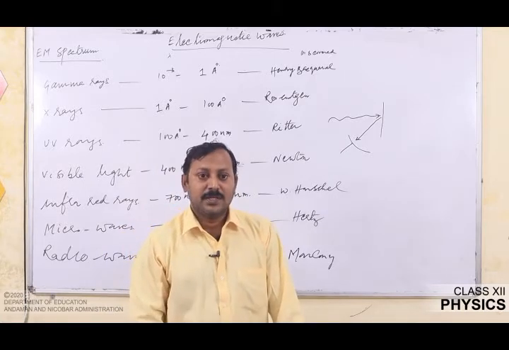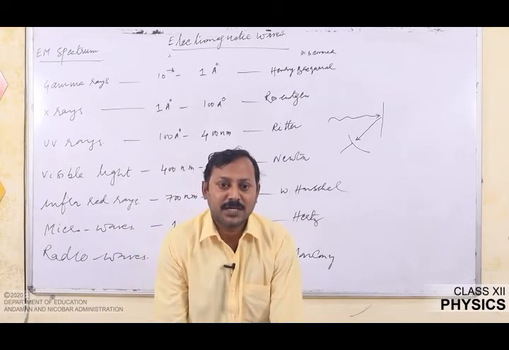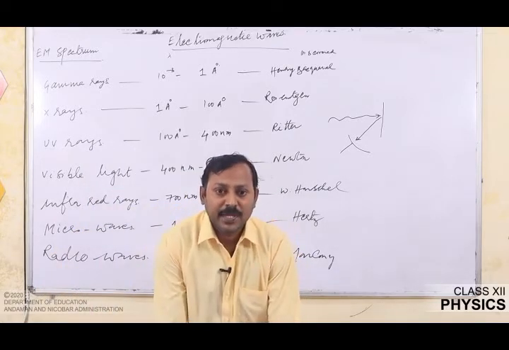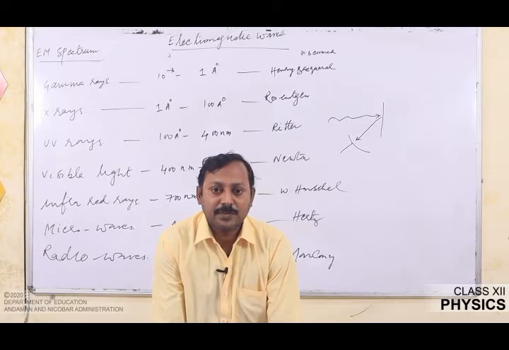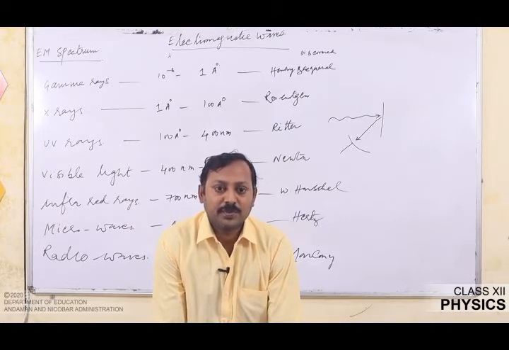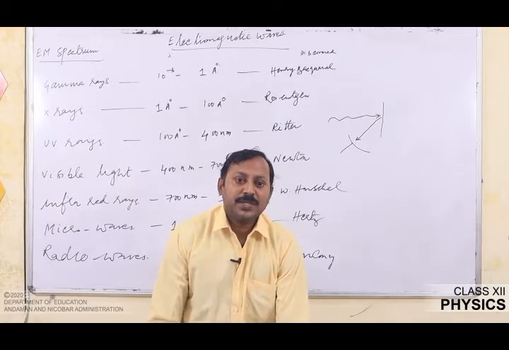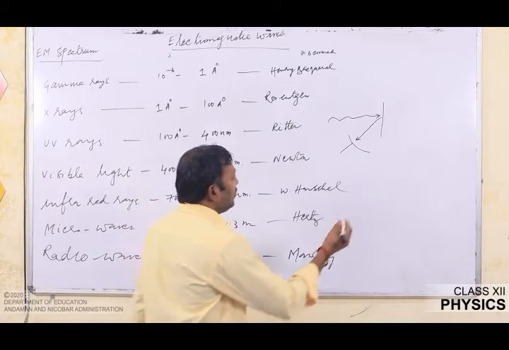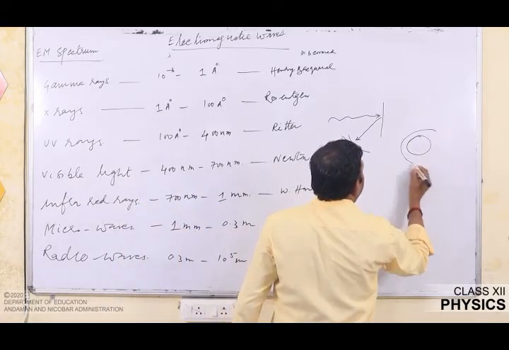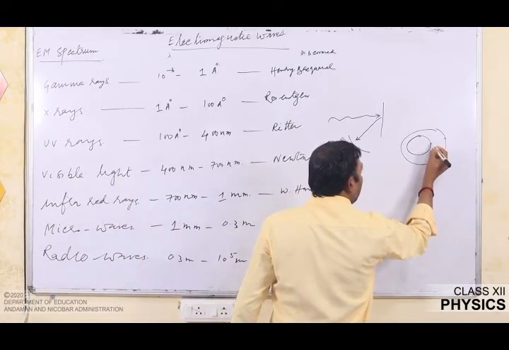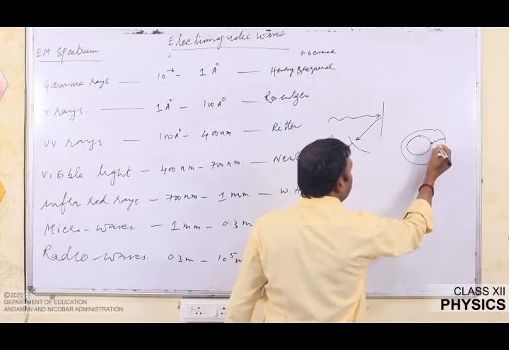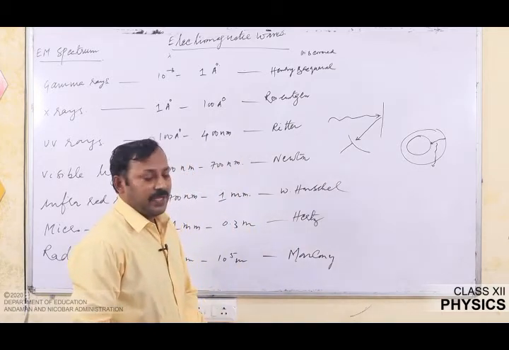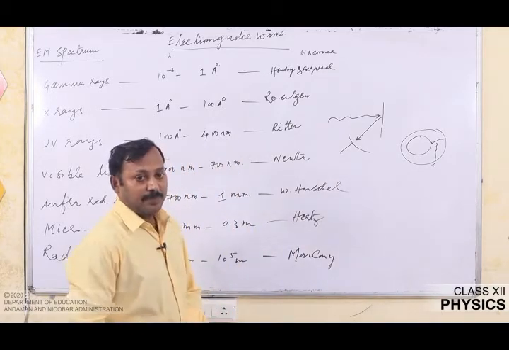Next we will see the X-rays. The wavelength of X-rays corresponds to 10 angstrom to 100 angstrom, discovered by Roentgen. Its frequency ranges from 3 into 10 to the power 17 to 3 into 10 to the power 16 hertz. It is produced in two ways. One is inner shell transition of an electron, that is, when an electron jumps from a lower orbit to a still lower one, this type of ray is emitted, which is called X-rays. Apart from this, there is another way by which X-rays can be produced.